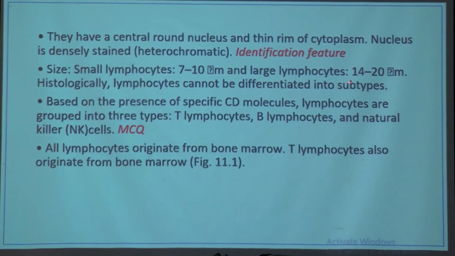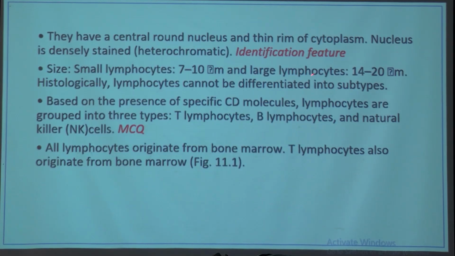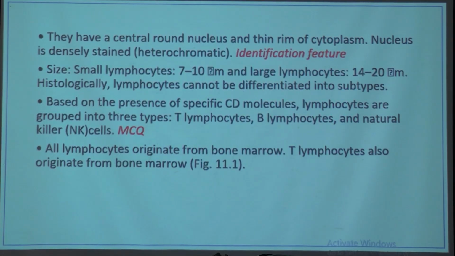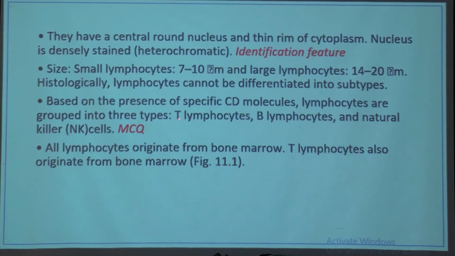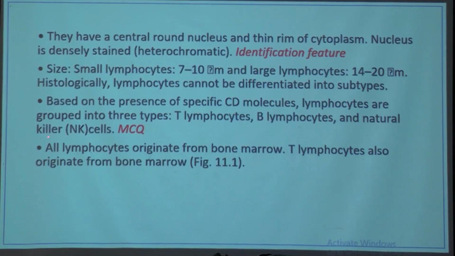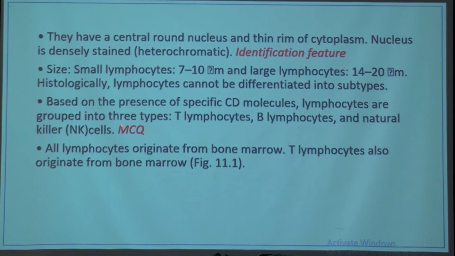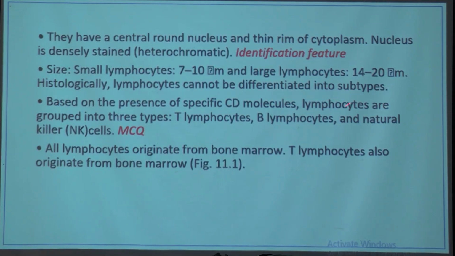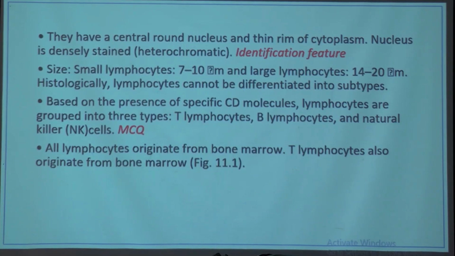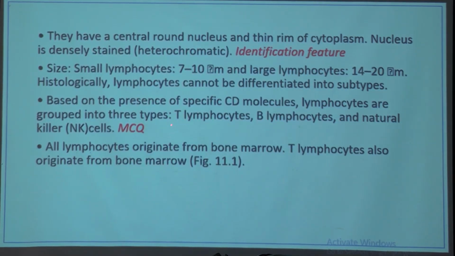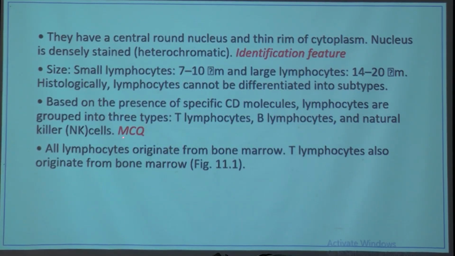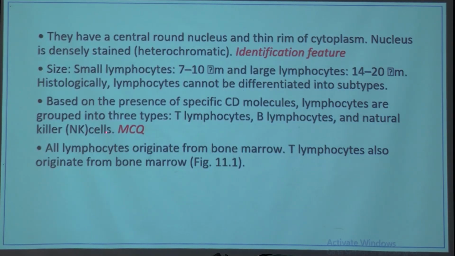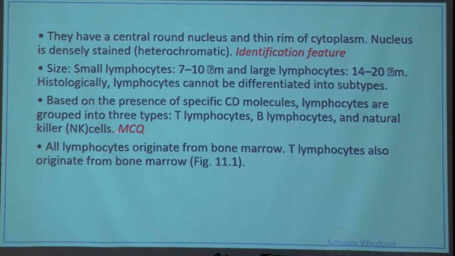Histologically, lymphocytes cannot be differentiated into subtypes. Based on the presence of specific CD molecules, lymphocytes are grouped into three types: T lymphocytes, B lymphocytes, and natural killer NK cells. MCQ.